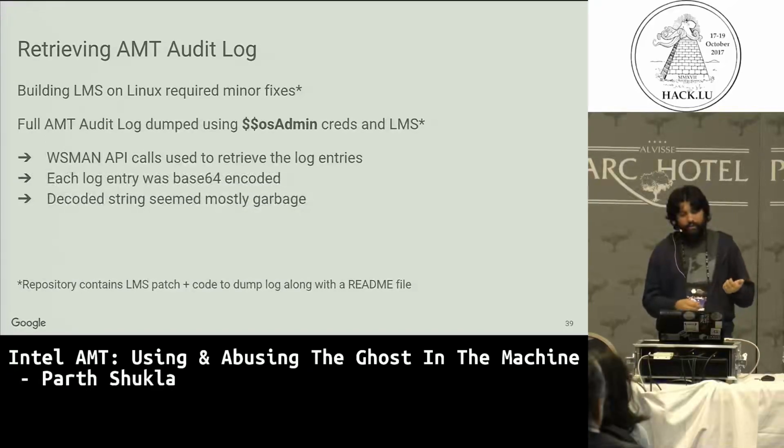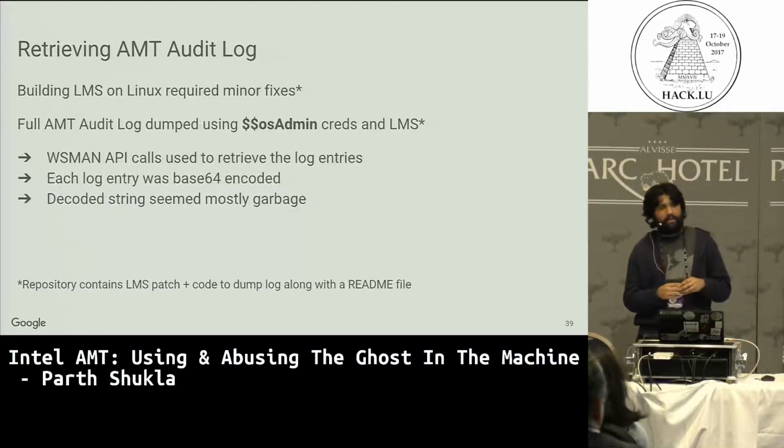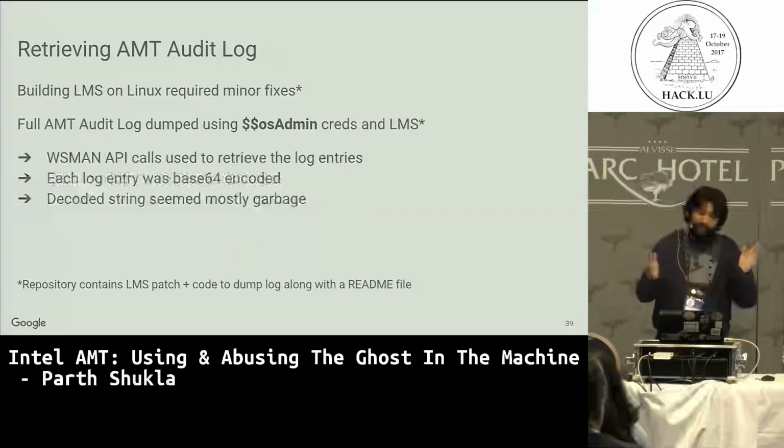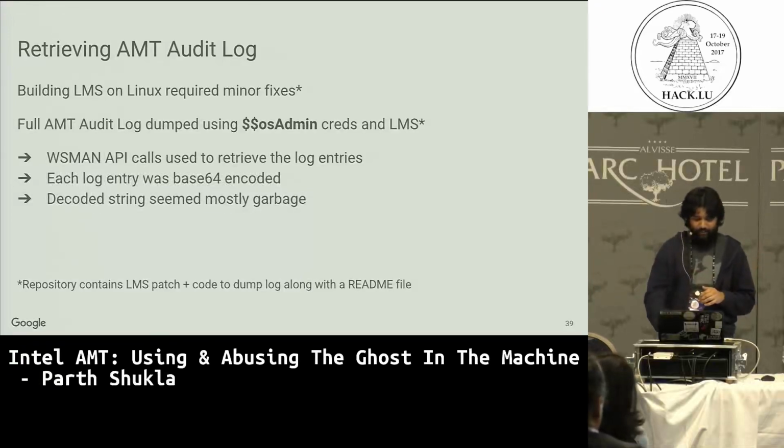Audit log records were base64 encoded. The decoded string seemed mostly garbage. The reason I say mostly is because I could see words like admin, but the rest was just garbage. So there was some kind of a struct there. No public documentation on what it was. I tried really hard. And this is where I went, Google, you're failing me. Really at the end of my rope there.